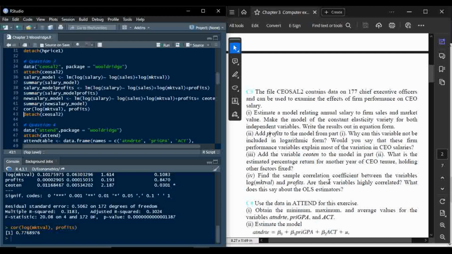Now what does it mean about these OLS estimators? As we know, this causes no bias in the OLS estimators, although it can cause their variances to be large. Given the fairly substantial high correlation between market value and firm profits, it is not too surprising that the latter adds nothing to explaining CEO salaries. And also, profits is a short-term measure of how the firm is doing, while market value is based on past, current, and expected future profitability. Okay, we are done with this question. Now let's detach this dataset.